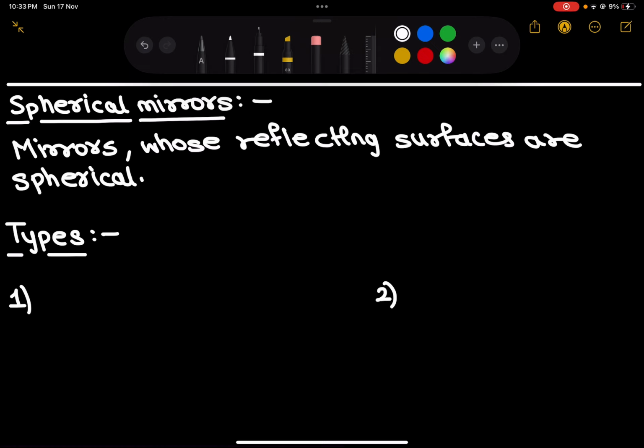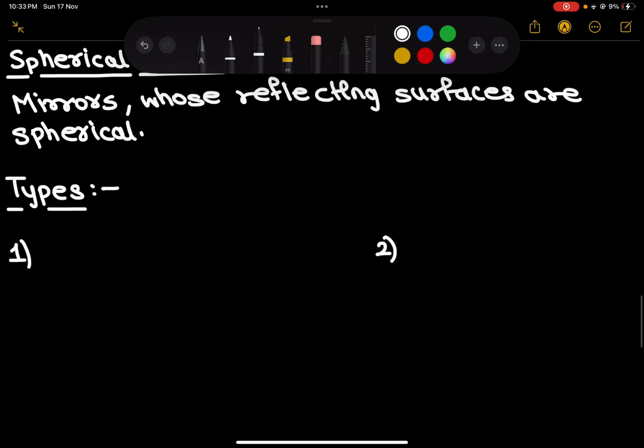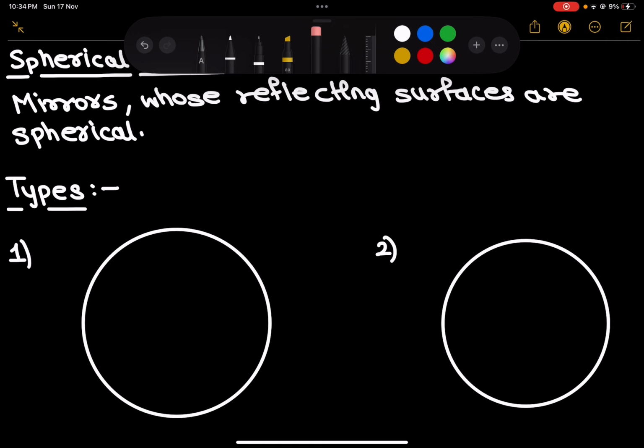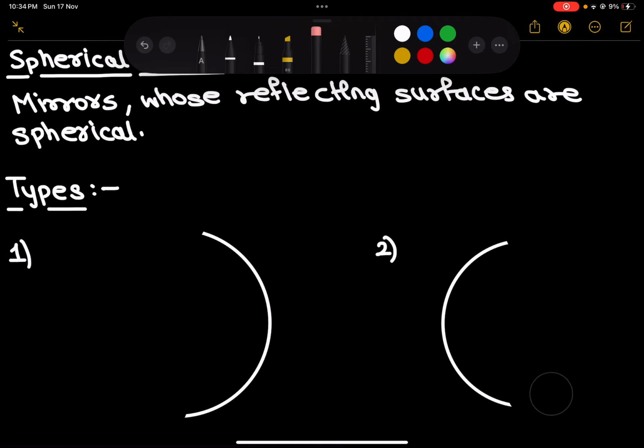Now how are these spherical mirrors made? I'll just show you here. So what I'll do, I'll take a sphere. Okay, I'll draw a sphere. Both, here also, here also. Okay, so I've drawn 2 spheres now. Okay, now what I'll do, out of this sphere, I will cut this part. I will cut this part of the sphere. And here I will cut this part. No difference yet. It's the same thing. It's just inverted. No difference yet.